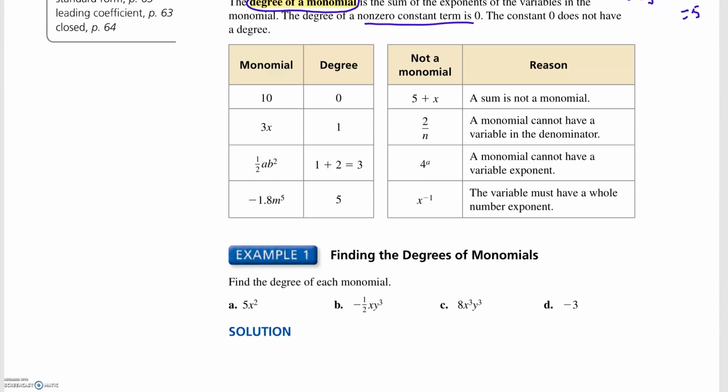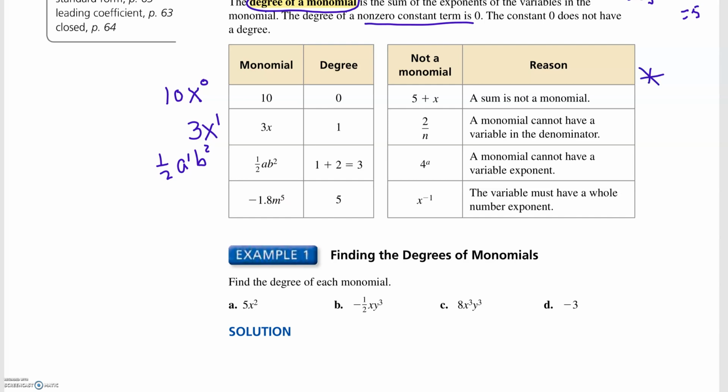So we're going to look at these in the table. Notice what we have. We have a monomial right here. The degree of that monomial is 0 because it's a non-zero constant. Think of it as being like 10 times x to the 0. Second one, the degree is 1 because 3x is 3x to the first power. The degree of this one is 3 because 1 plus 2 is 3. We're just adding the powers, the exponents. And finally, this one right here, the degree is 5 because the exponent is 5, and there's only one variable.